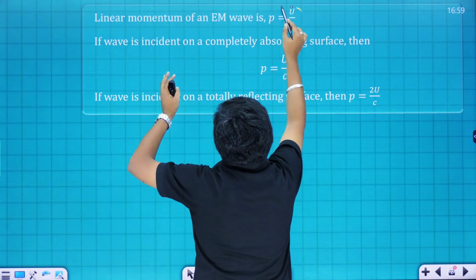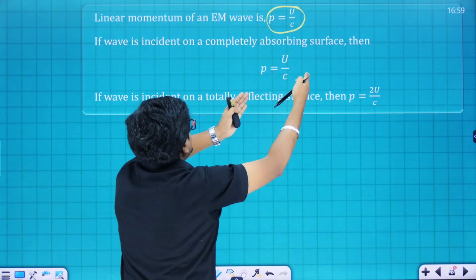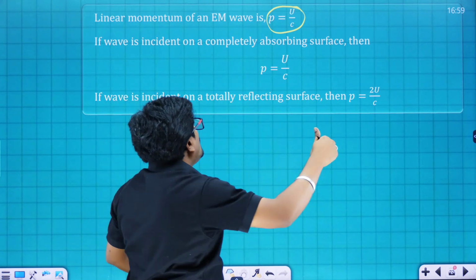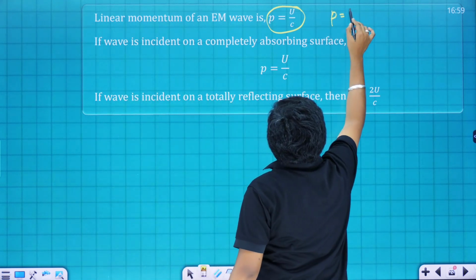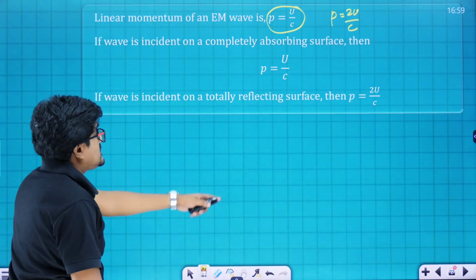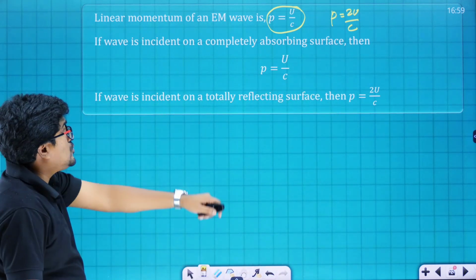Here one more thing. This is the case where it is being completely absorbed. And if it is being reflected, what will happen? Here this is going to be p is equal to 2U by c. That is very, very important. And yes, that is mentioned here as well. So that's going to be 2U by c.